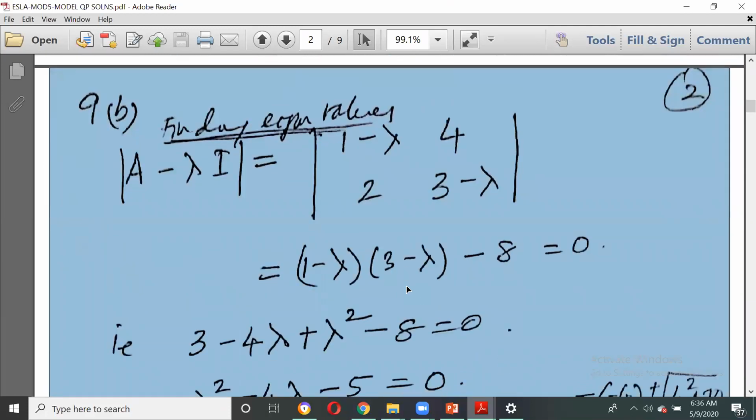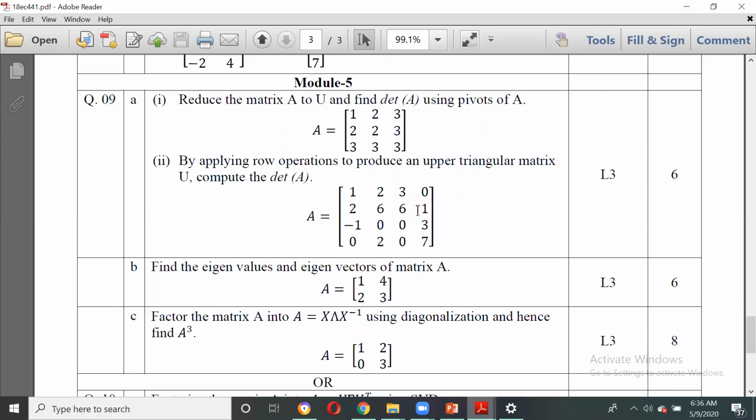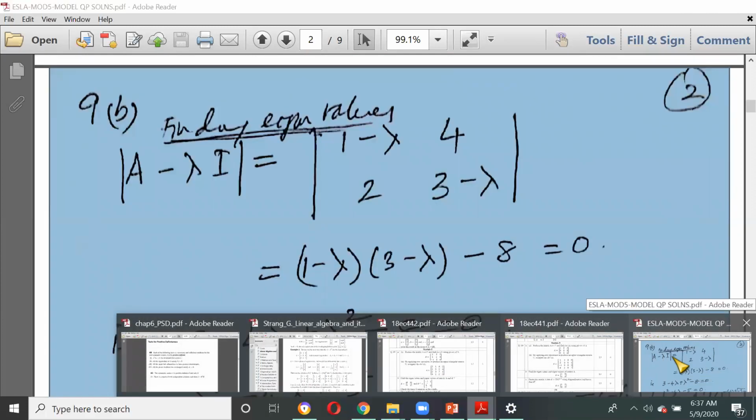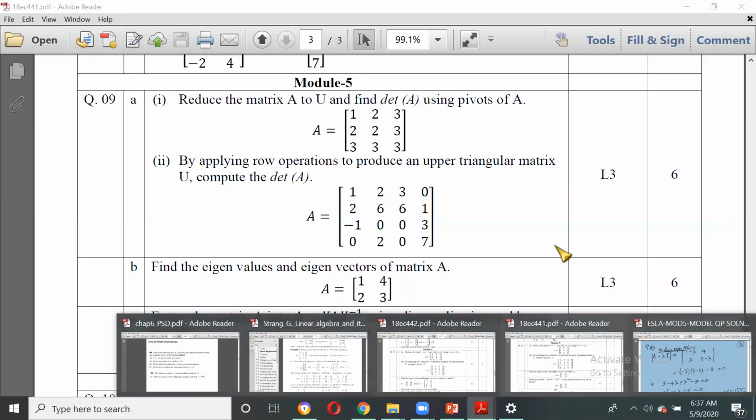So here, to find the eigenvalues, we will write the determinant of A minus lambda I, that is equal to the matrix 1 minus lambda, 4, 2, 3 minus lambda. Okay, 1, 4, 2, 3 we had. And now the component minus lambda is added to the diagonal.